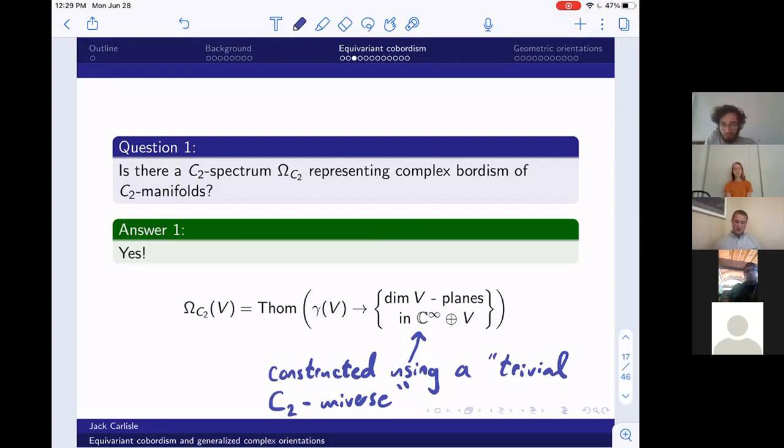C2 universe, whereas if instead of writing C infinity here, I had written a complete C2 universe, that would yield the definition of the stable cobordism spectrum MUC2. So there's something in the fact that we are only allowing trivial representations of our C2 universe that is yielding the spectrum which really does represent cobordism of C2 manifolds.